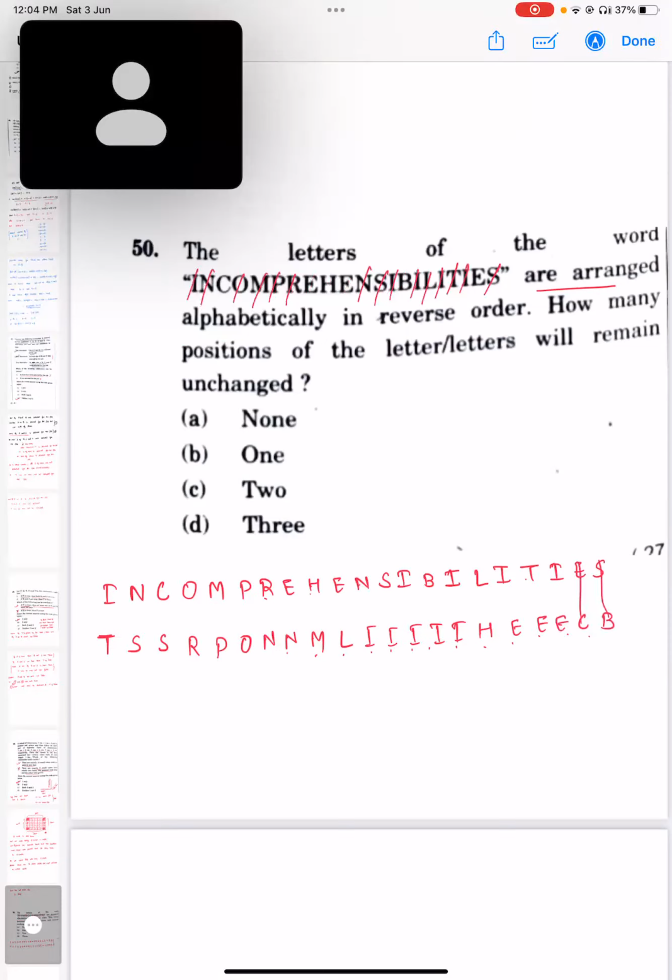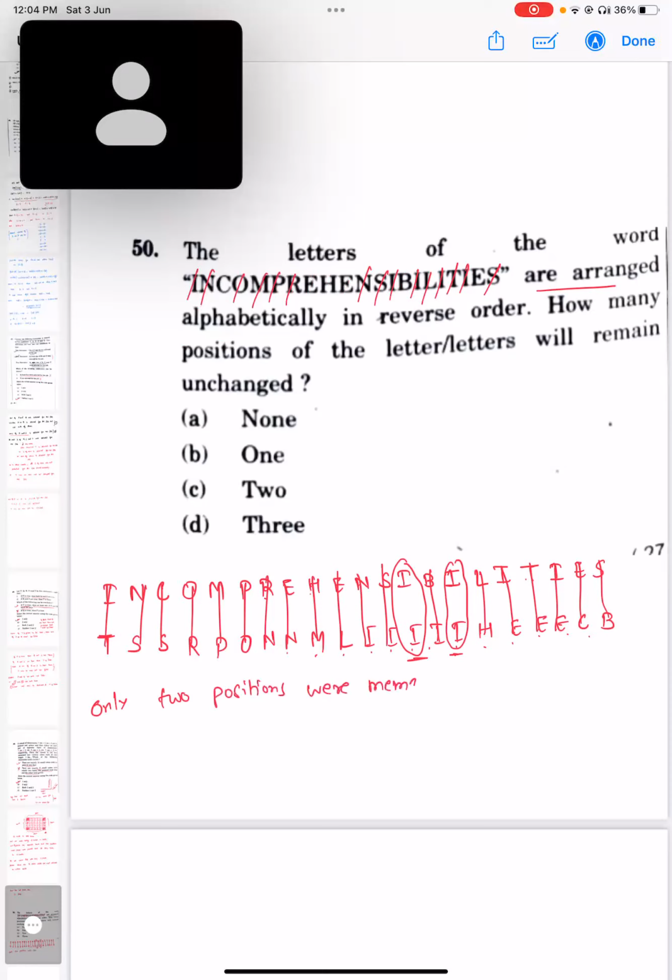Comparing it with the original arrangement, only two positions remained unchanged. How many positions of the letters will remain unchanged? Only two. So option 3 is correct. As simple as that.